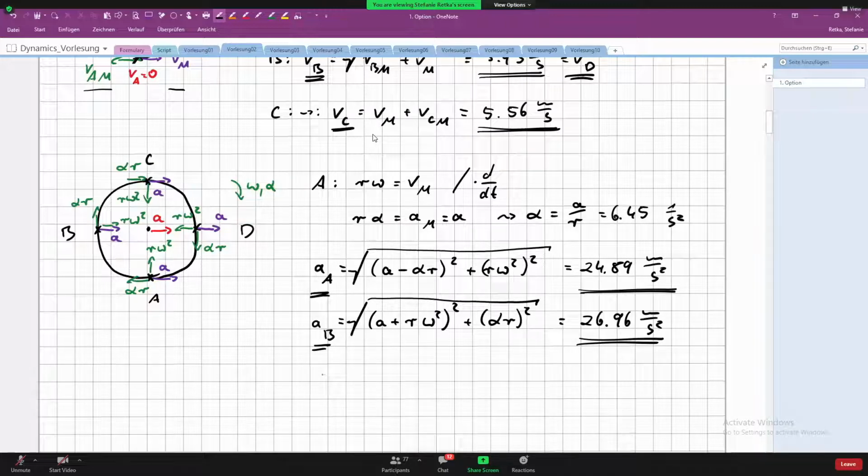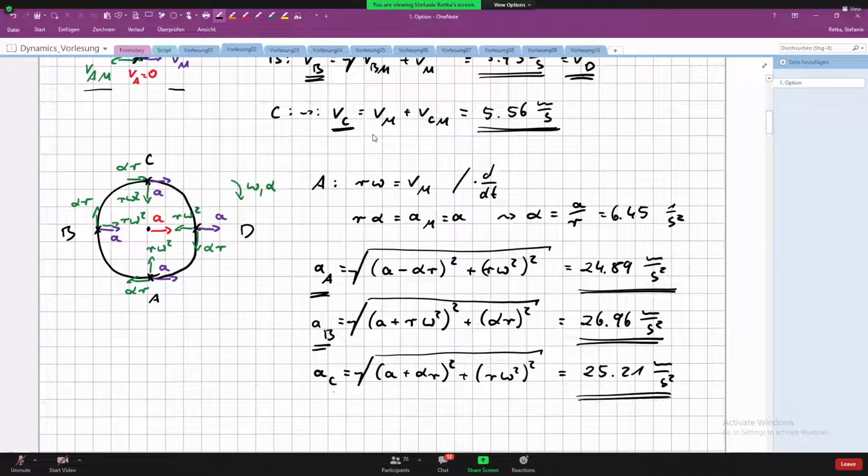Yes, exactly. Then for C, we have the square root of A plus alpha r, squared, plus r omega square to the power of 2. And that's 25.21 meter per square second.